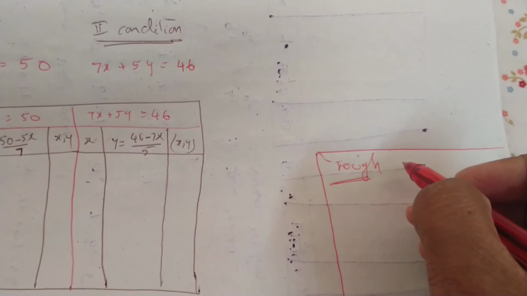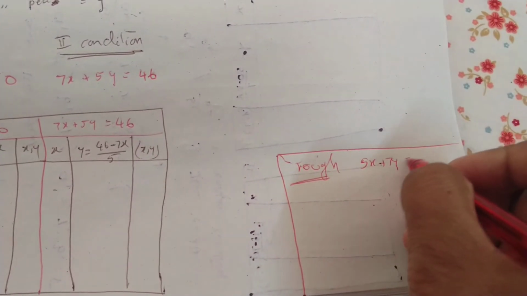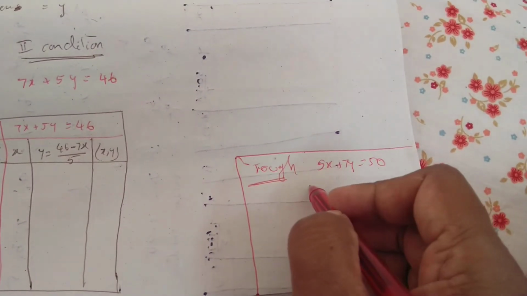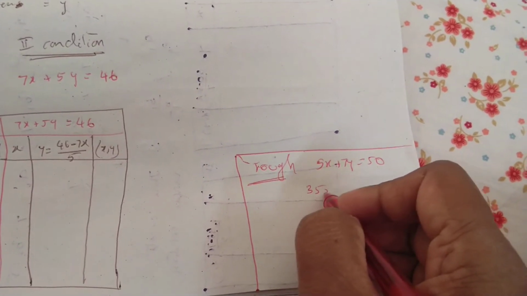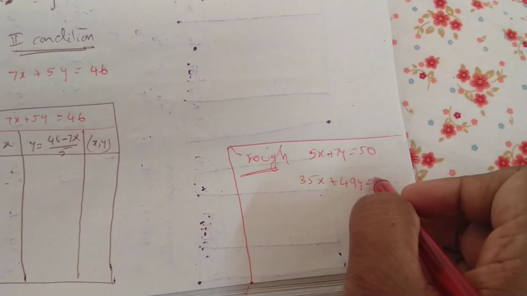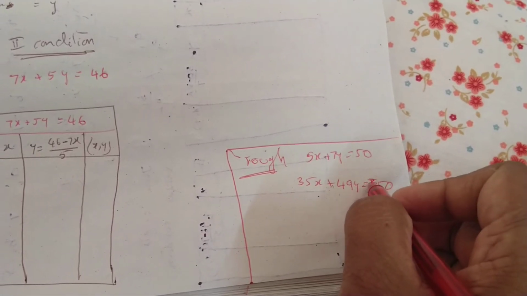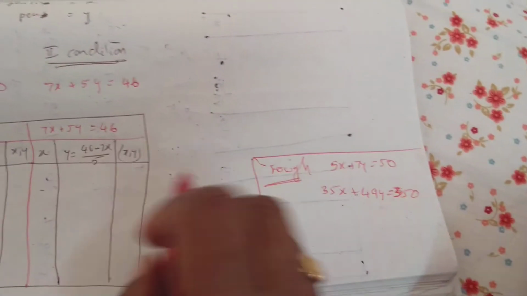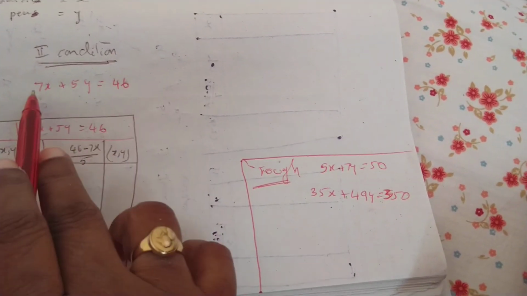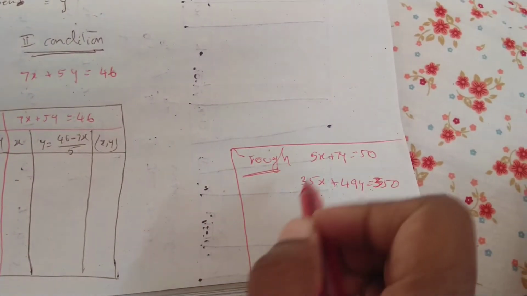So now let me take the first one, 5x plus 7y is equal to 50. Let me multiply this with 7. So 7 5s are 35x plus 7 7s are 49y, which is equal to 7 5s are 35, that is 350. So I got one equation here. Now my second equation, 7x plus 5y is equal to 46. I will multiply with 5 so that I will get 35x. I can eliminate that one, is it not?